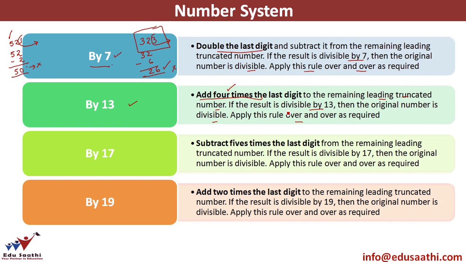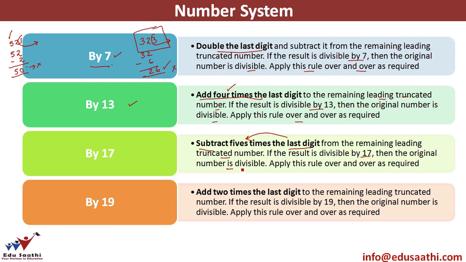To check the divisibility with 17, I will again look at the last digit, multiply it by 5, and subtract it from the remaining number. If the result is divisible by 17, then the original number is divisible by 17. If the result is not divisible by 17, the original number is also not divisible by 17. So it's a similar rule.